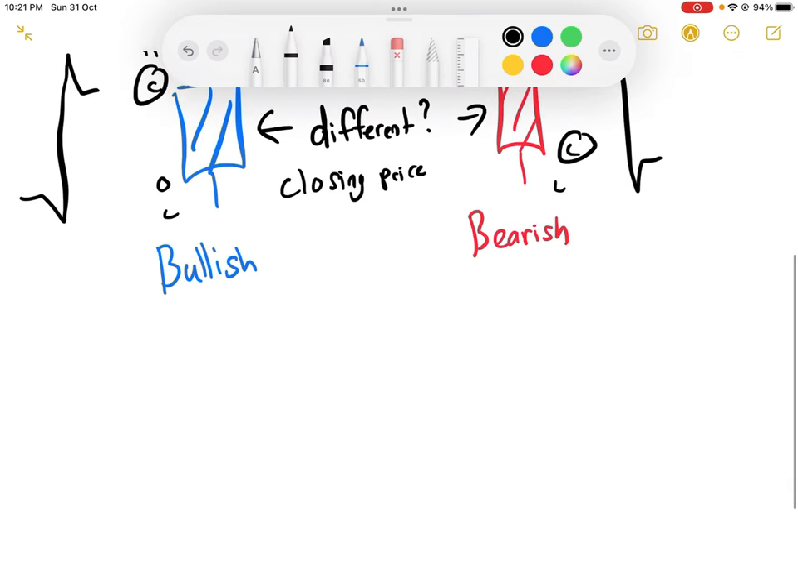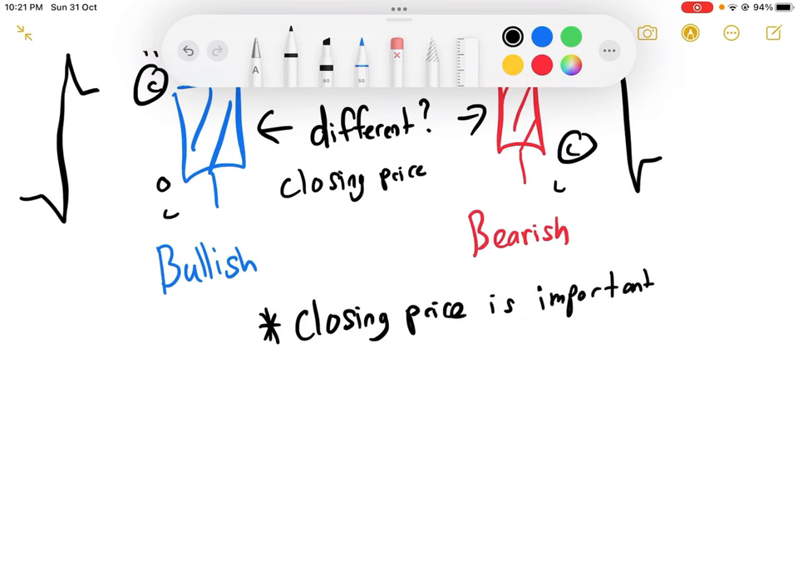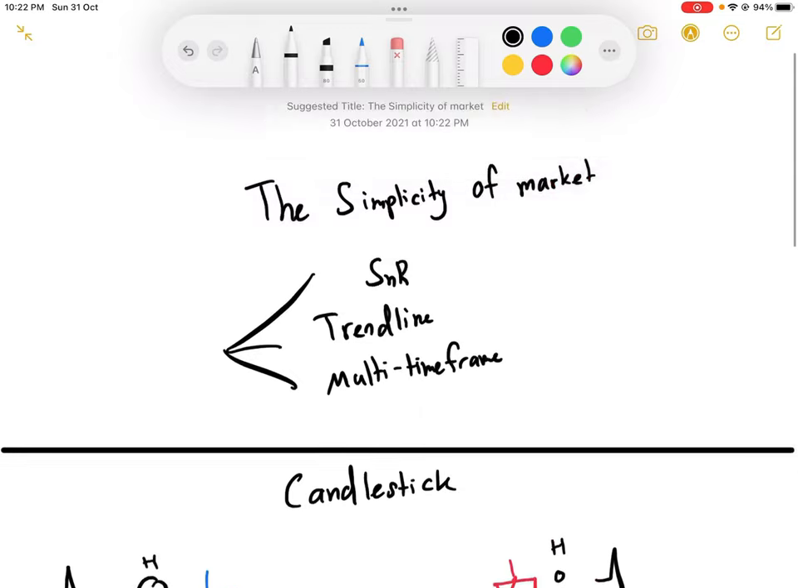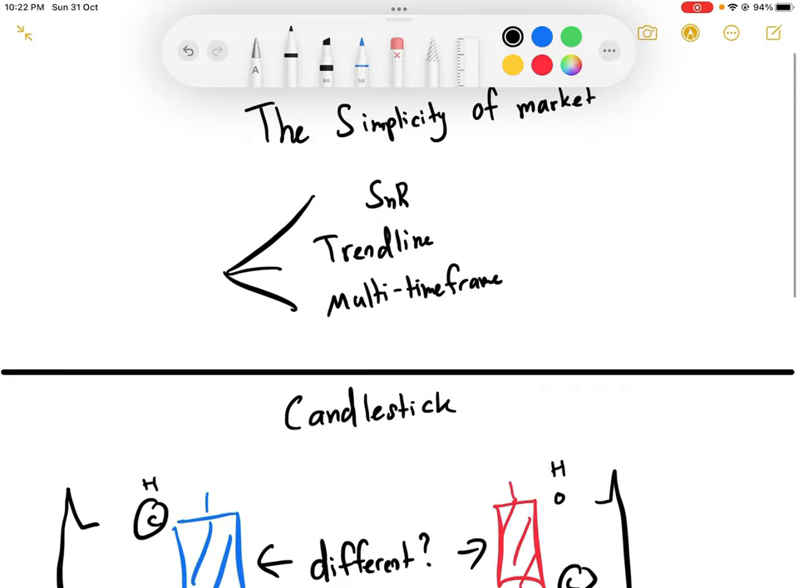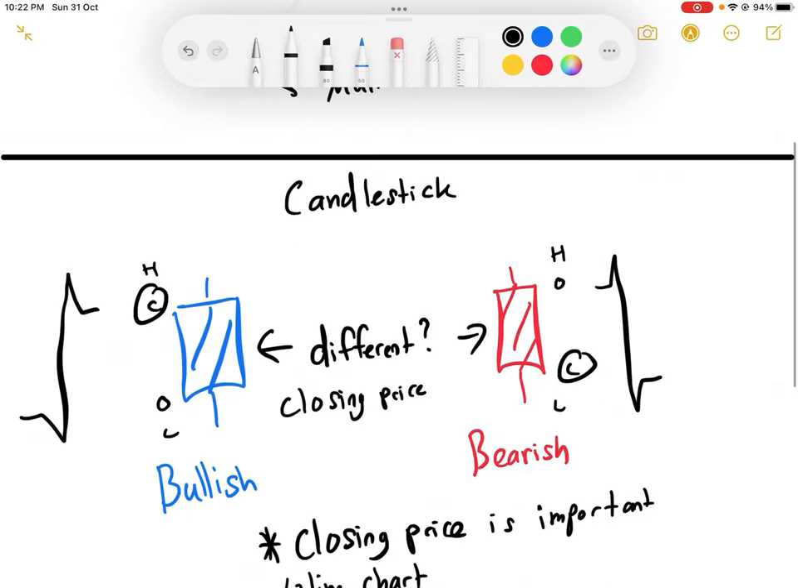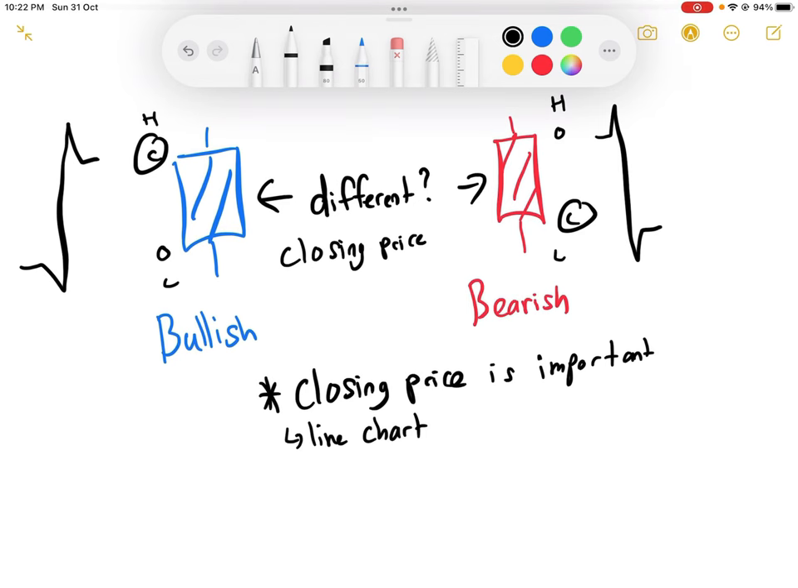So closing price is important, and we will use closing price for our method, which is line chart. So for the first part, that's all. For other topics, we'll go to the next video.